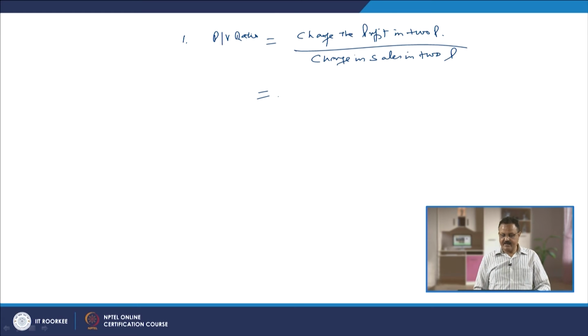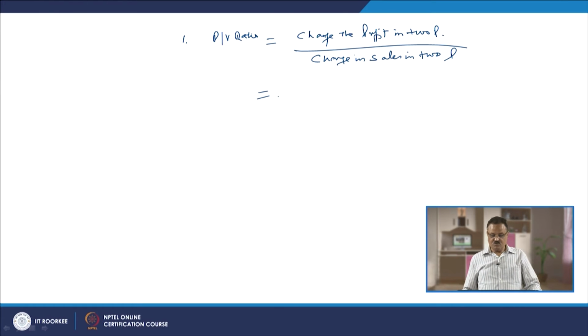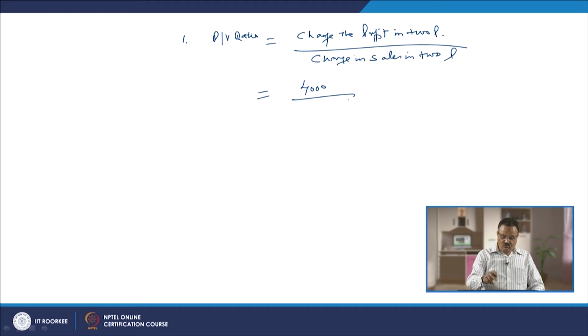You can easily find the change in profit: the profit in period 1 is 9,000, and the profit in period 2 is 13,000. So, what is the difference between these two? The change in profits from 9,000 to 13,000 is 4,000 rupees. And the change in sales? Sales have gone from 120,000 in period 1 to 140,000 in period 2, so the change in sales is 20,000, right.